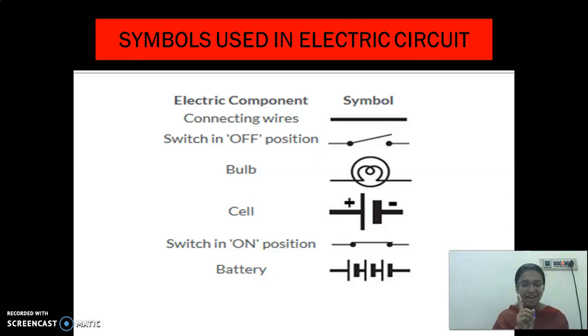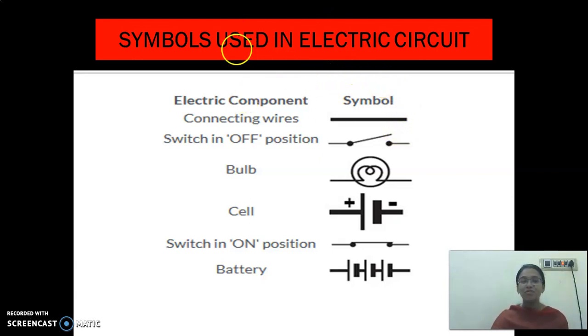If it is a connecting wire, this is the symbol for electric wire or connecting wires. We have switches, right? If the switch is in off position, this end will not connect here. Switches we will be seeing in the next class. About electric switches, we will be discussing in the next class.